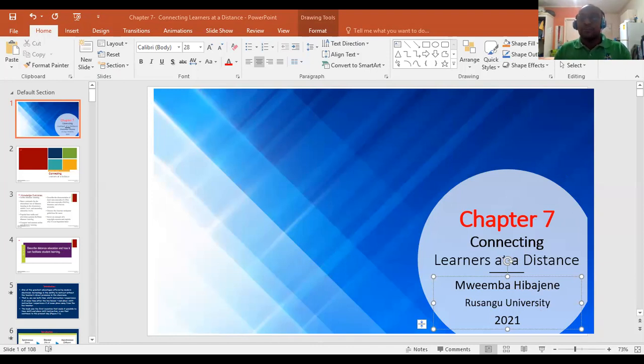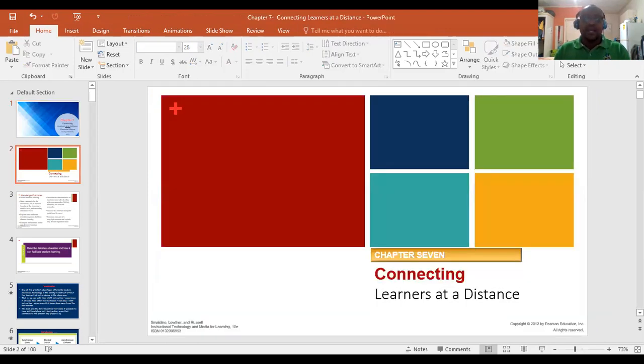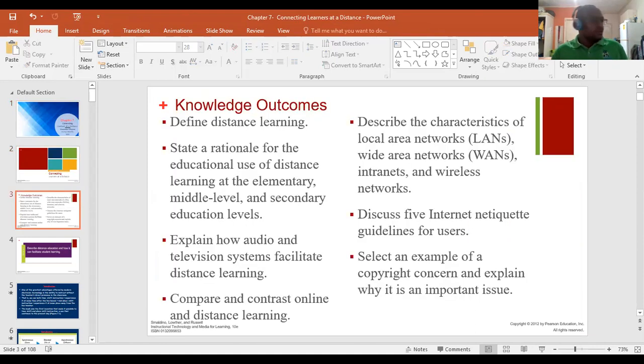Now, with the coming of COVID, you realize that distance education is actually the way to go. And even what we are doing here, miles away from you, is part of what we can term as distance education. So we'll look at chapter 7, connecting learners at a distance. And so I invite you to pay particular attention. What are the knowledge outcomes for this particular chapter?